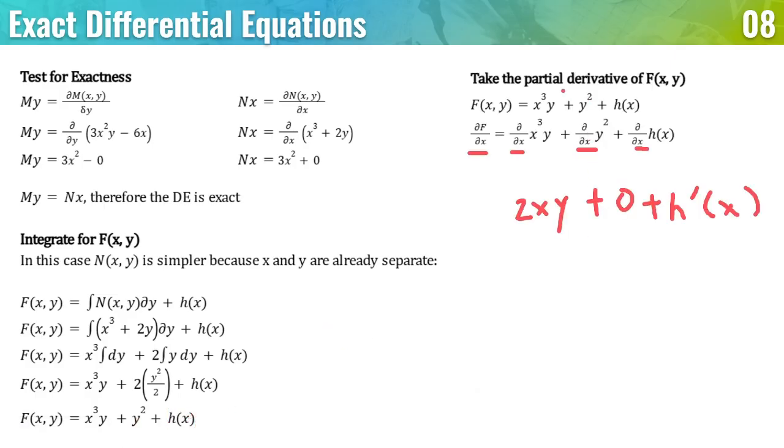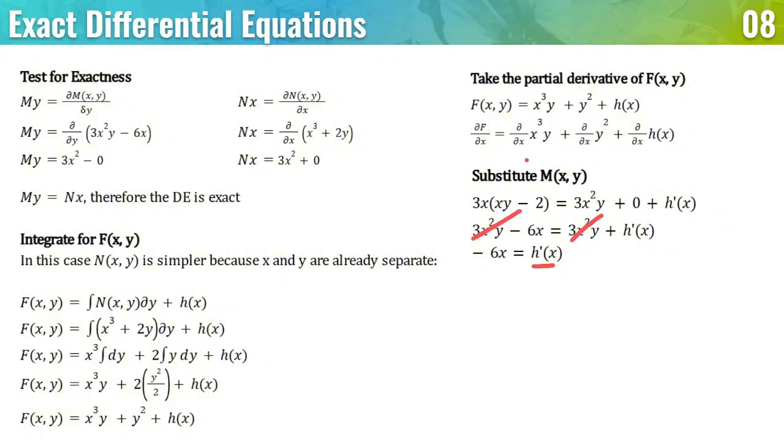So now let's take the partial derivative of the entire thing. So having a partial derivative on all the terms, you'll notice that this gets cancelled because there's no x. In this one, you only need this one. So you have 2x, let's see, 3x squared y plus 0 plus h prime of x.